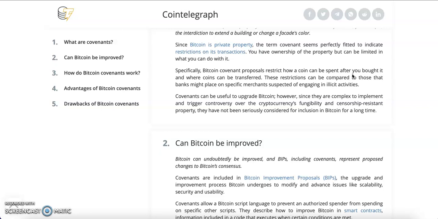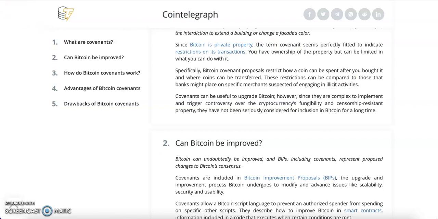In as much as that is good for security, because you can say, okay, I'm locking my Bitcoin. I want to keep this Bitcoin for 10 years. And if for any reason this Bitcoin gets stolen and the hacker tries to transfer it, let the transfer only be done to this wallet, which is another wallet that belongs to you. Cannot be transferred to another wallet. That is a good security feature.